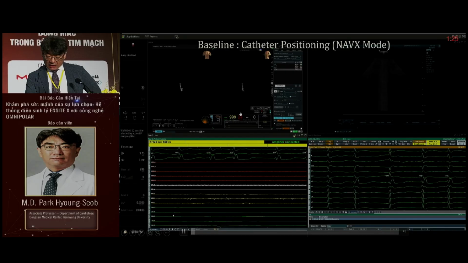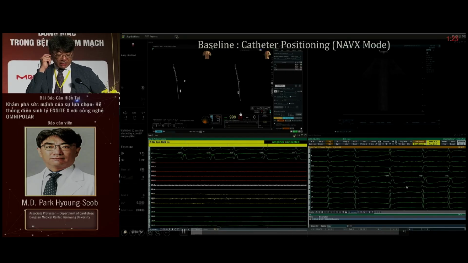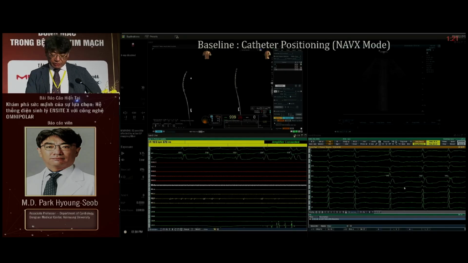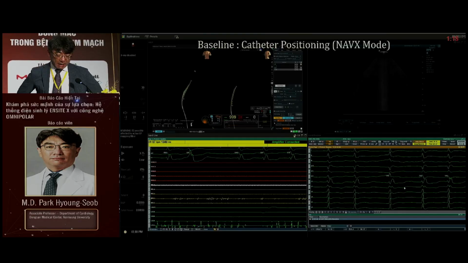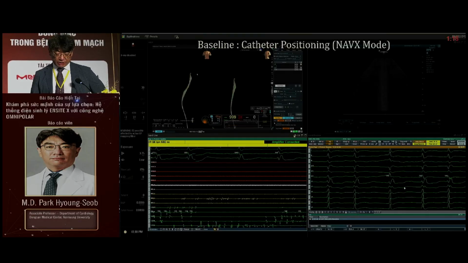And this is how I insert my catheter without fluoroscopy. This is the real recording of my procedure. There is no fluoroscopy window because I do not see the fluoroscopy during the procedure.